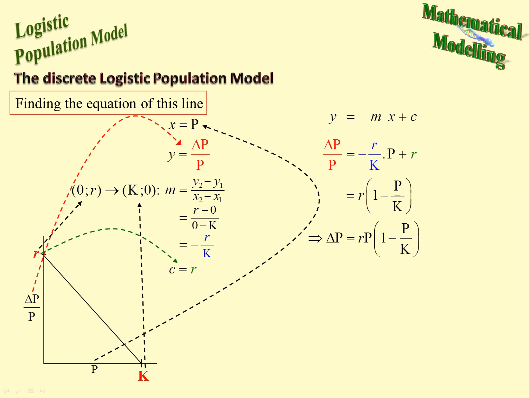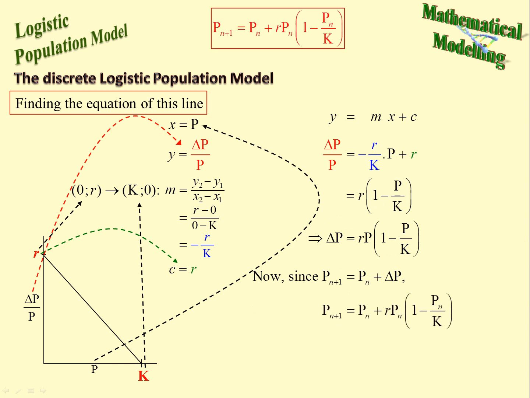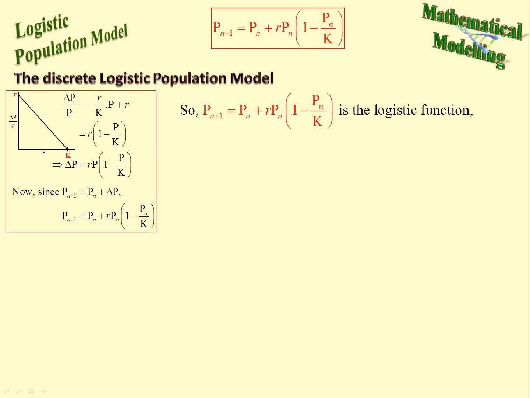Now, the idea of a model is to be able to predict the number in the next time period. So, Pn plus 1. Now, Pn plus 1 is equal to Pn plus the change in population. Pn plus 1 equals Pn plus delta P. Well, there's delta P, so I can put that in place of delta P, and we have the formula for the logistic population model. That's known as the logistic formula, or the logistic function.